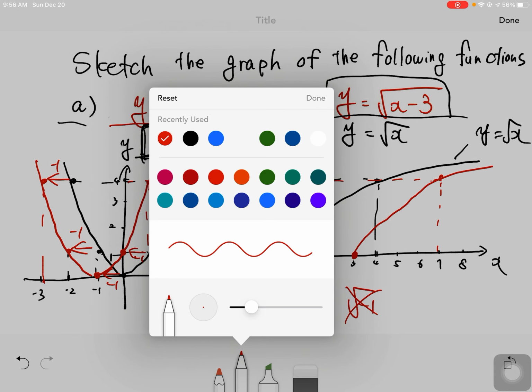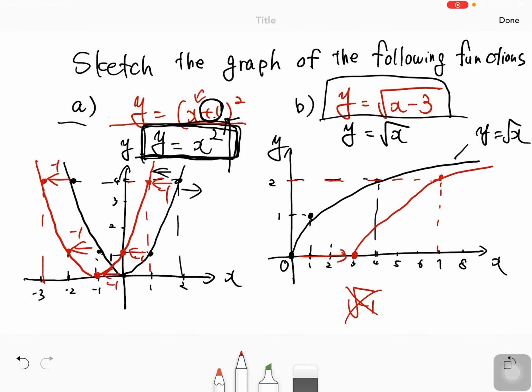So what happened? The graph shifts right 3. And like I said before, if the number is negative here, the graph shifts right. If it's positive, the graph shifts left. This is called horizontal translation. It's gonna be so important later on. That's it.